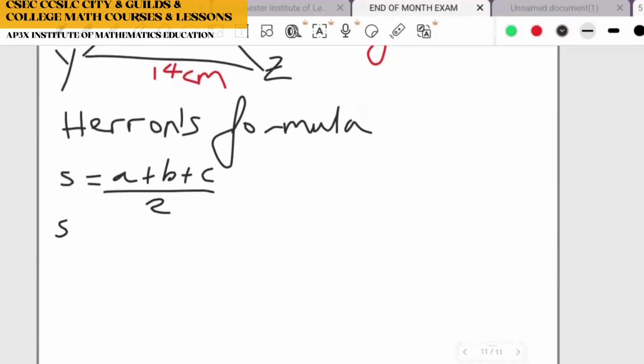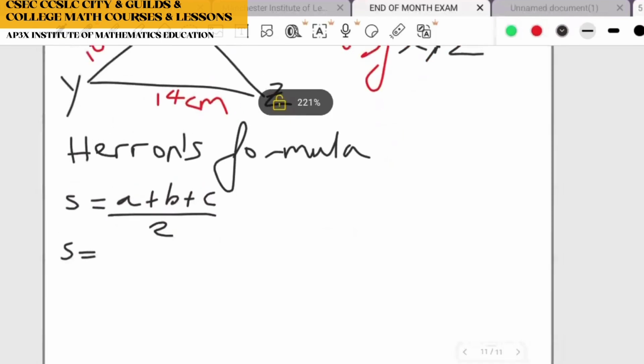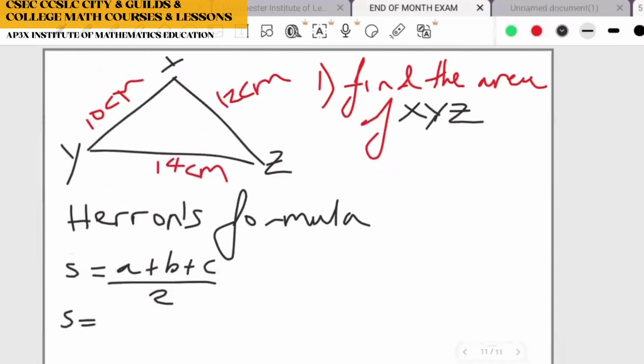So we have S is equal to, any side can be labeled A, any side can be labeled B, any side can be labeled C. Whatever you call A, B, or C has no effect on your answer. So this time I'm just going to simply say 10 plus 12 plus 14, and then I'm going to divide the answer by 2.